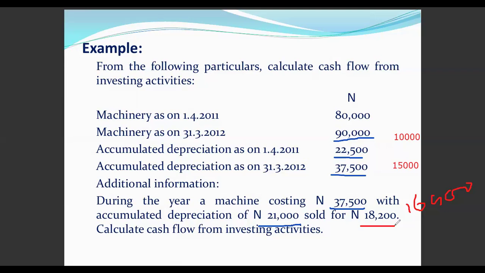So we got three things. One, change in machinery. Second, depreciation. And third, sale of machinery, which is costing 37,500, having depreciation 21,000, and we have sold it for 18,200. So indirectly, we have a gain of 1,700 rupees. So you have noted the numerical. Let's find out the solution.